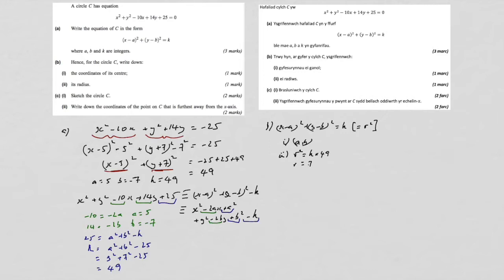Oh, and I should have said that the centre (a, b), of course, in this case, tells us that it is 5, comma, minus 7.